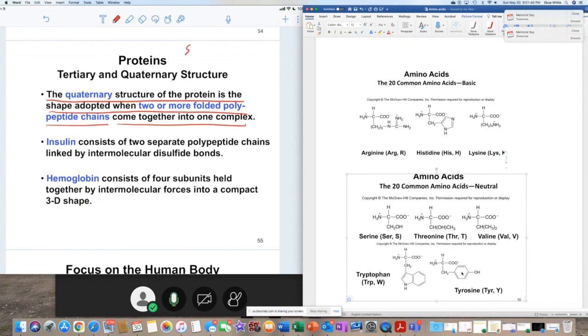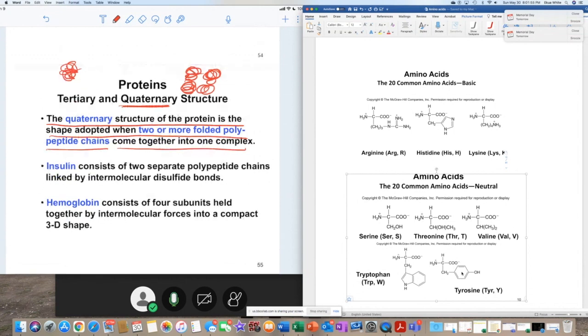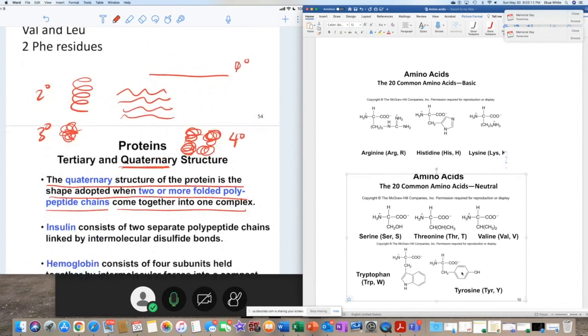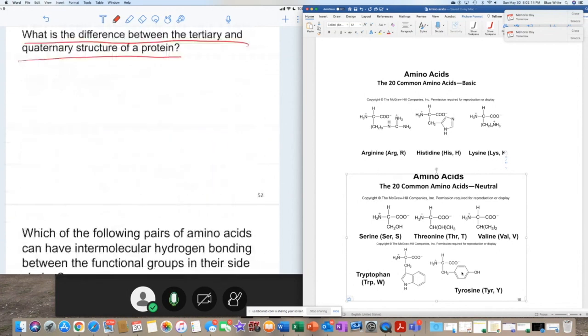But quaternary is when you have a bunch of these chains aggregated or brought together, and they essentially form the quaternary structure. Tertiary is just one chain coiled on itself like that. Okay, remember, primary is just like that. Secondary, you have the coil, alpha helix, and then you have the beta pleated sheet like that. It looks like waves. Okay, so you got primary, secondary, tertiary, quaternary. Okay, so let me go back to the question.